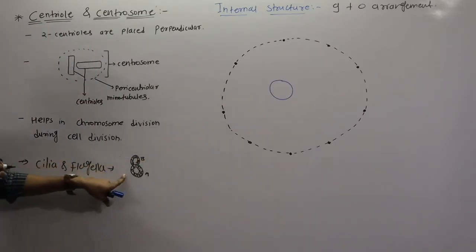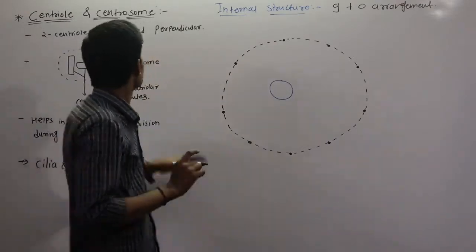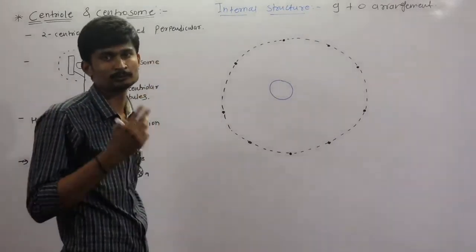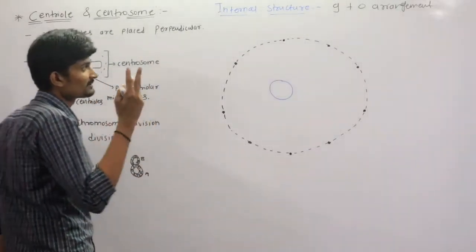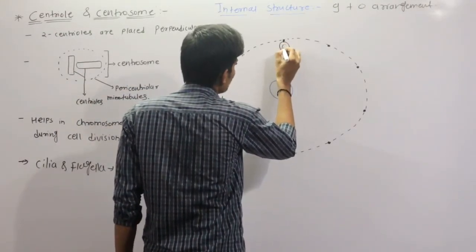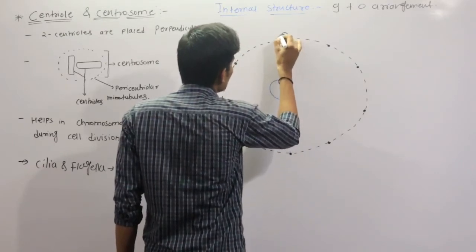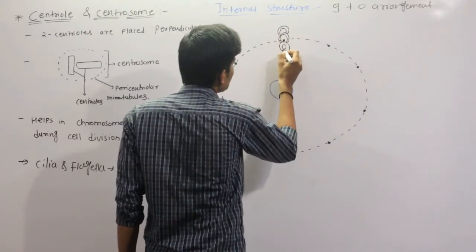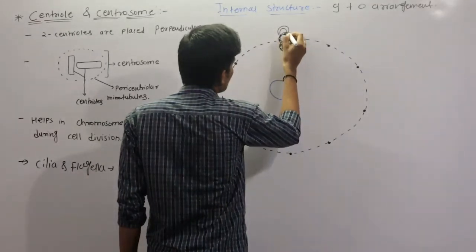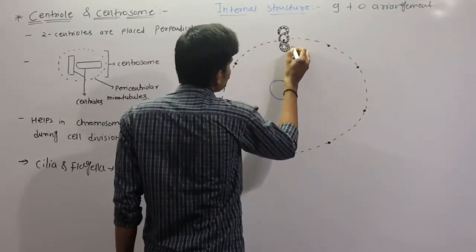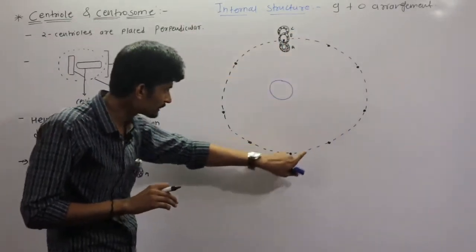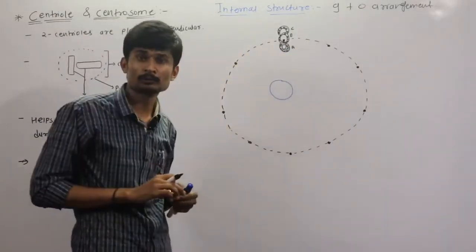So there is a doublet of microtubules in cilia and flagella, but inside the centrosome and centriole the internal structure consists of triplet microtubules, which means 3 microtubules. The inner one is A, then B, and another one is C. Each microtubule is made up of 13 protofilaments, but B and C are made up of 10 protofilaments. So this is A, B and C, and like this there are a total of 9 peripheral microtubules.